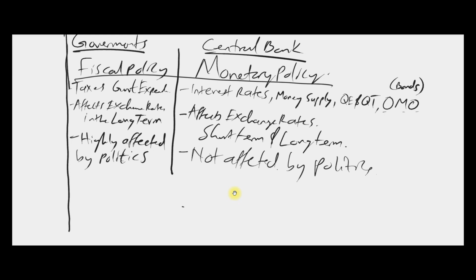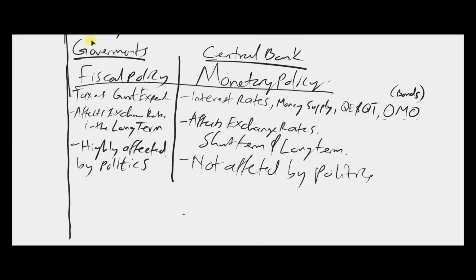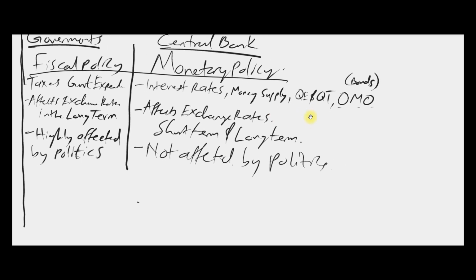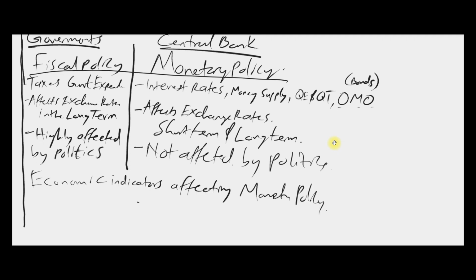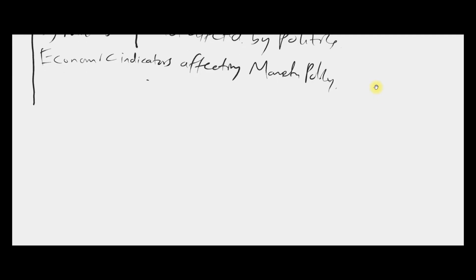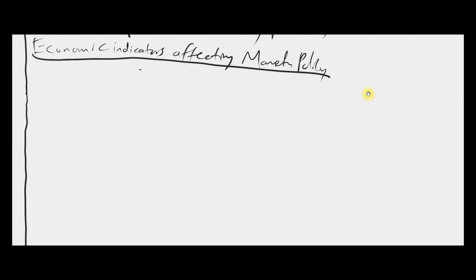From here, the next thing I'll talk about is, you see, we have now moved away from fiscal policy because this does not affect exchange rates in the short term. It only affects exchange rates in the long term. So we are on this side now, monetary policy and central bank activities. Here's what we're going to look at: economic indicators affecting monetary policy. Let's pull this up.